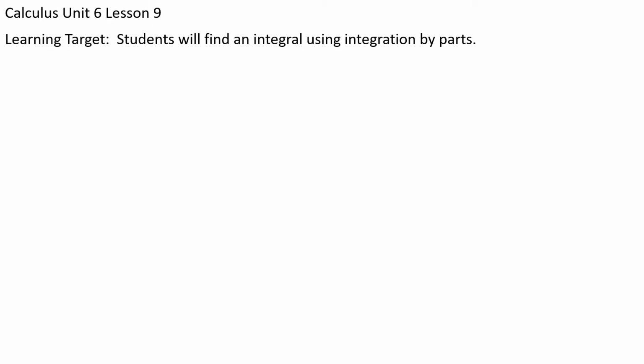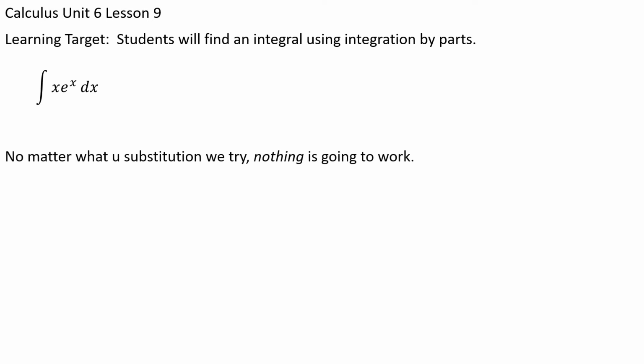Okay, we've got integration by parts. This is an example I'm going to do in just a moment. But before we do the example, we got to talk a little bit about what equation we are going to play with. Right? So we have to rely on this equation. The integral of u dv equals u times v minus the integral of v du.